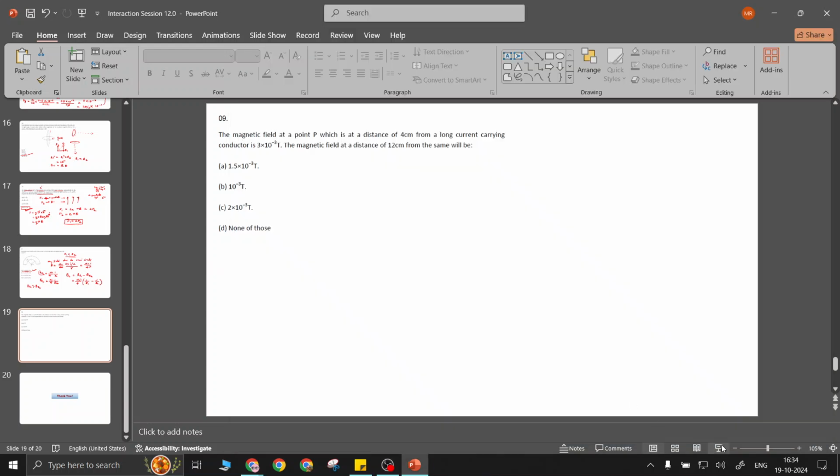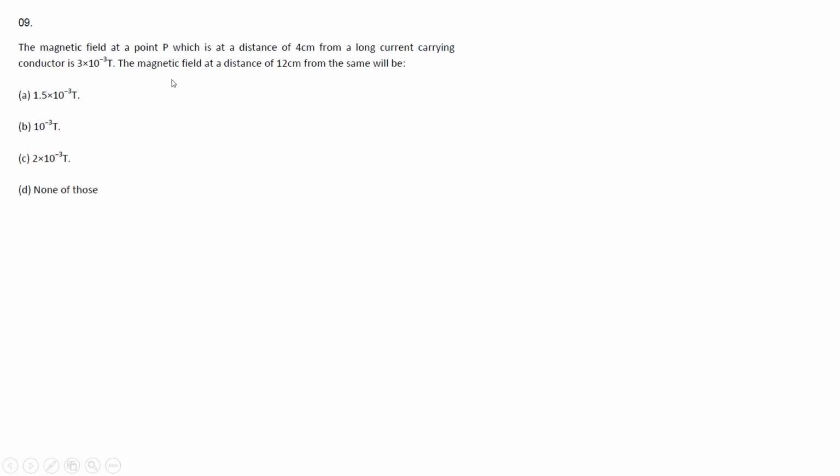Okay, so that was those questions. Now let's do this question in which we had got doubt regarding something. Let's try this again. So first, what it's telling is the magnetic field at point P. Again, there is point P, and it is at distance 4 centimeter from a long current carrying conductor, and the magnetic field value we have been given at point P is 3 times 10 to the power minus 3 Tesla.